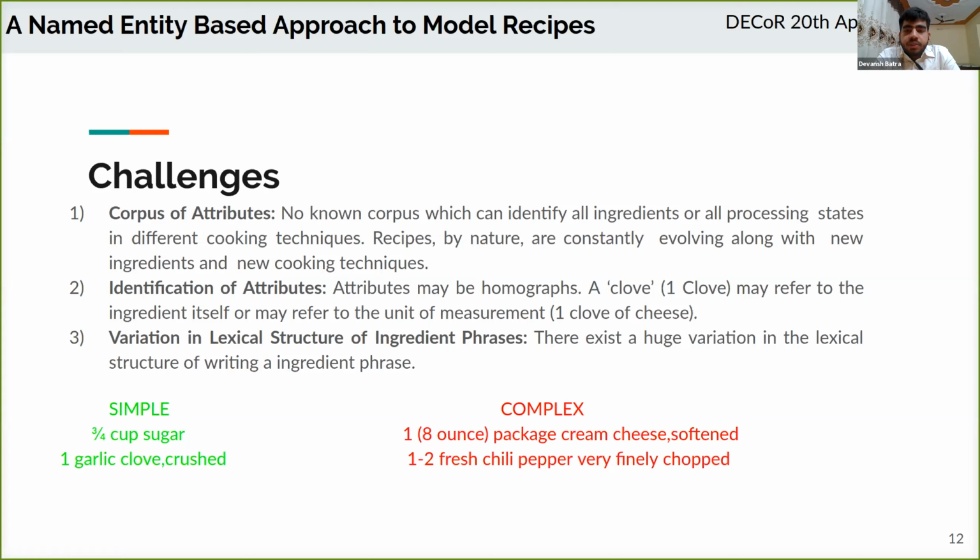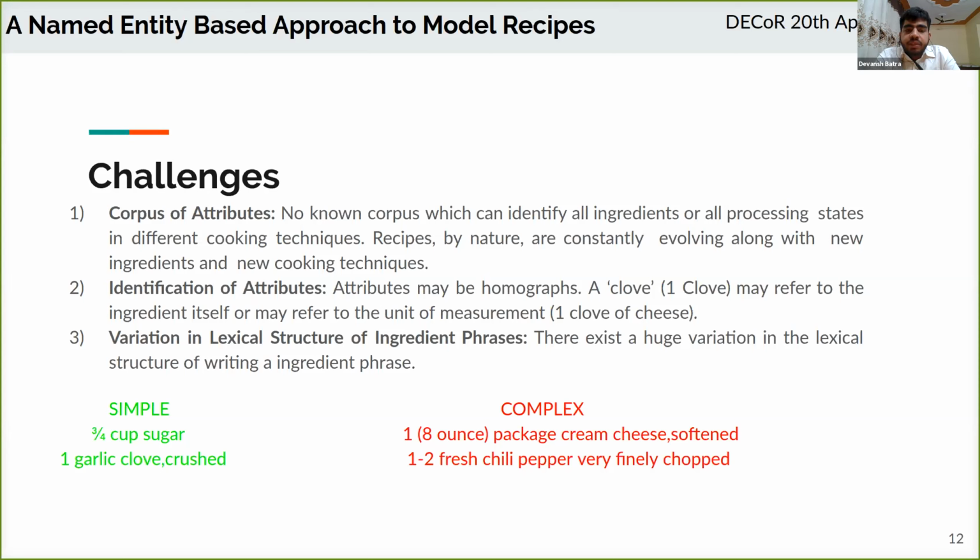Identification of attributes. So attributes may be homographs. A club may refer to the ingredient itself, or it may refer to the unit of measurement. For example, a club of cheese. Here, club means two very different things.